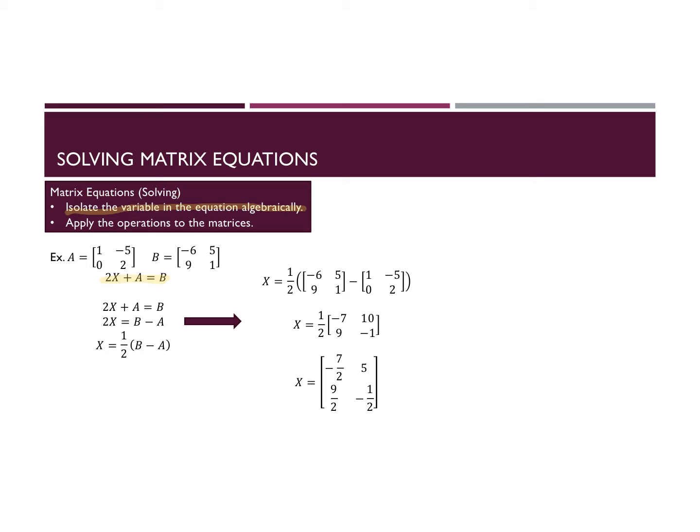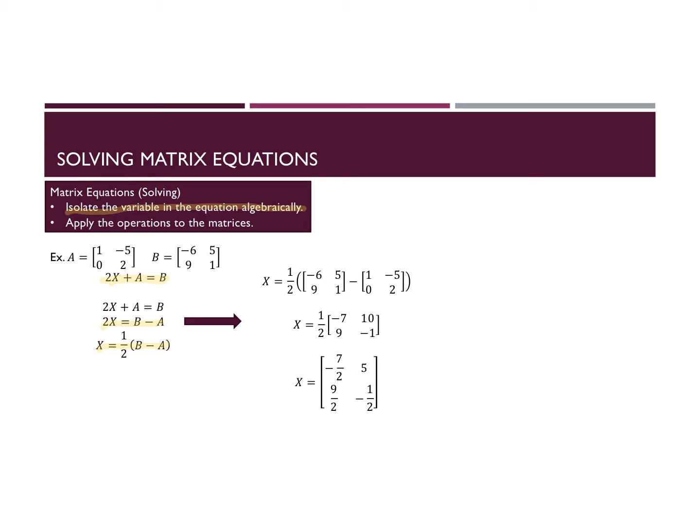In order to solve that algebraic equation, the first thing we would do is subtract the A on both sides and then divide by 2. But remember, with matrices, we cannot divide by a constant, we multiply by its reciprocal. So the reciprocal of 2 is 1/2. And we have to put the B minus A in its own parentheses because we have to do that subtraction first. So that is the first step.